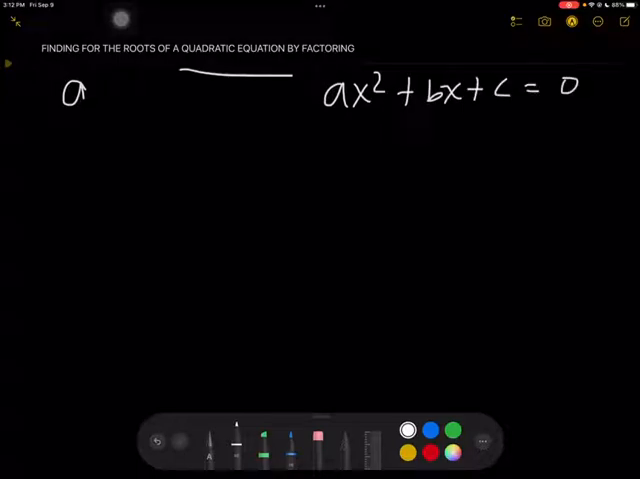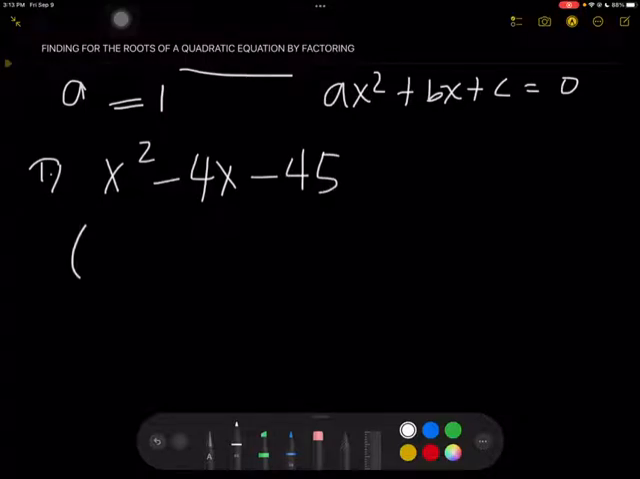Okay. Now, for factoring, let's first discuss what if your a is equal to 1. If your a is equal to 1, then it would be easier for us to factor it. Let's just say we have the example x squared minus 4x minus 45. Okay, so definitely we'll have 2 factors here. You have your x, not your ex boyfriend or girlfriend. The x variable.